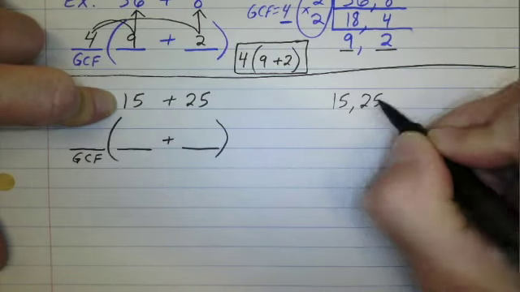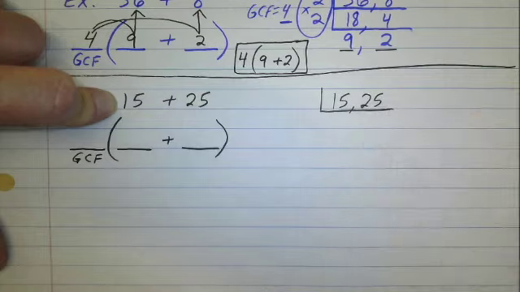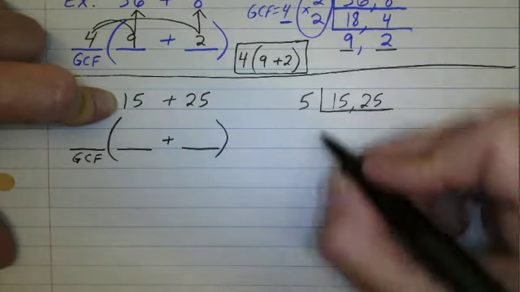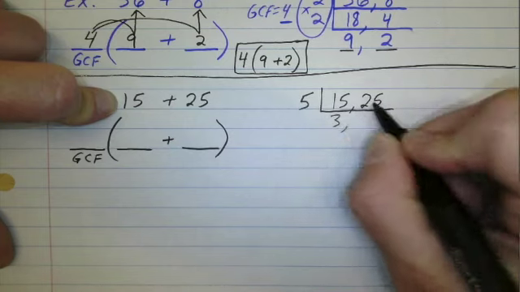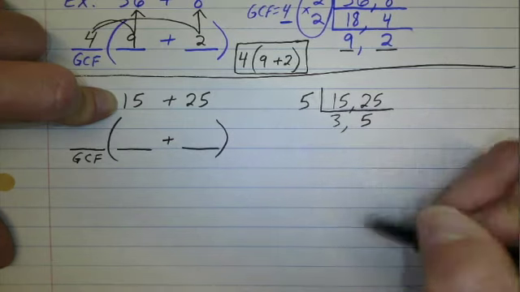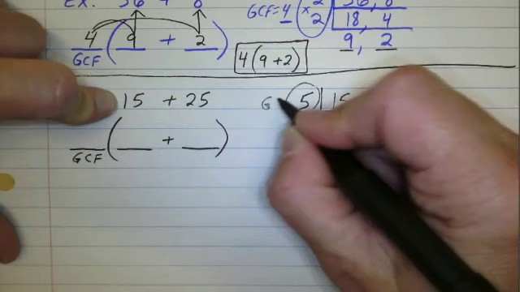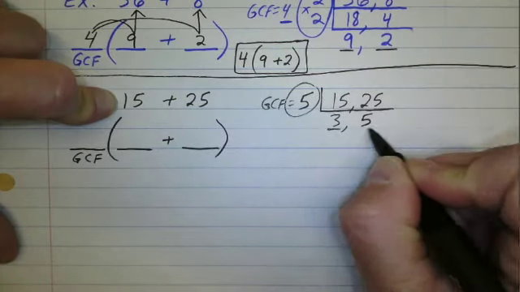15 and 25. Do we make a rung on the ladder? Is there a number that goes into both? Yep, 5. If you divide both by 5, 15 divided by 5 is 3. 25 divided by 5 is 5. And 3 and 5 are both prime. Nothing else will go into them. So your GCF is 5, and then here are your blanks.